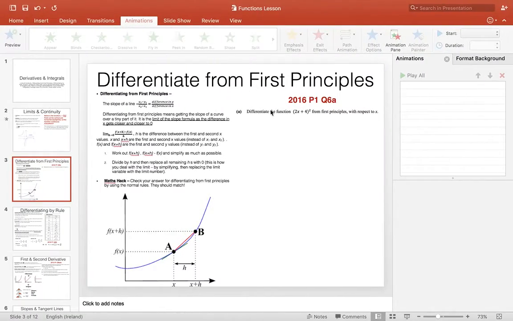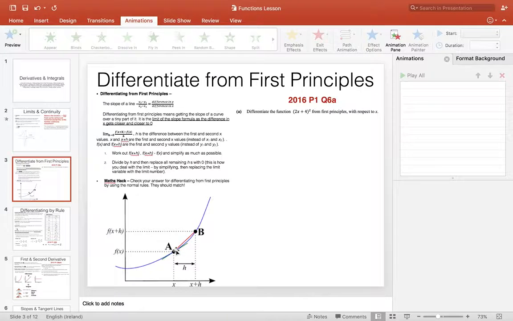From first principles is basically getting the slope, but we're using slightly different symbols from what you may be used to. So before it was y2 minus y1 over x2 minus x1, and it's still that same formula, but instead of the first and second values of x, we have x and a value of x a little bit later, x plus h.